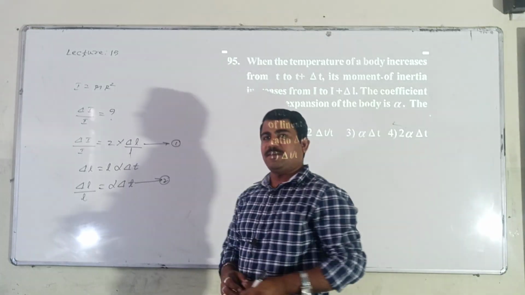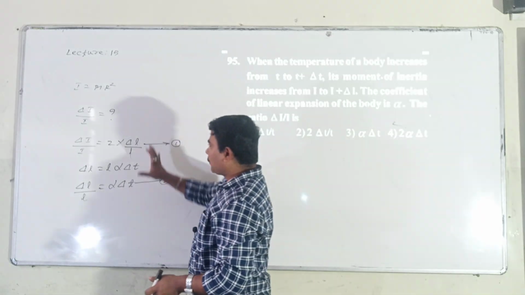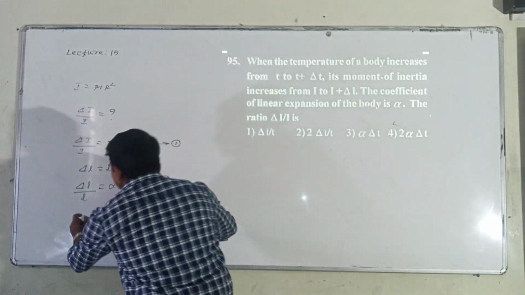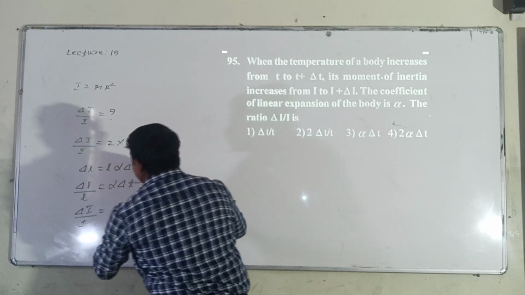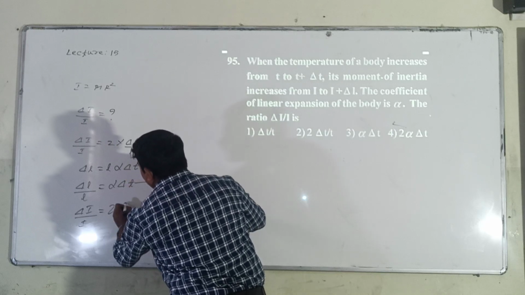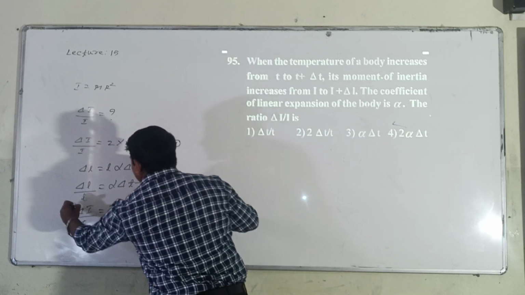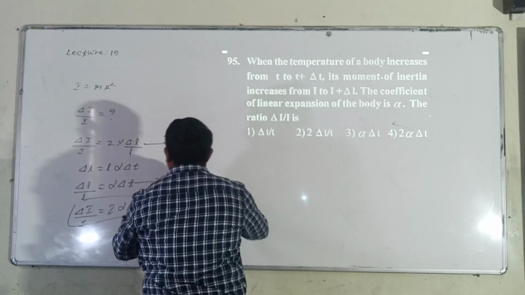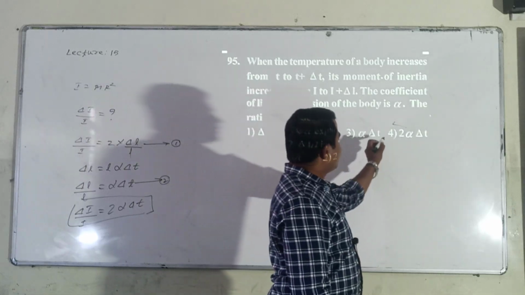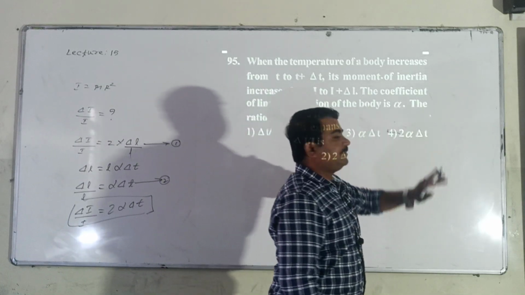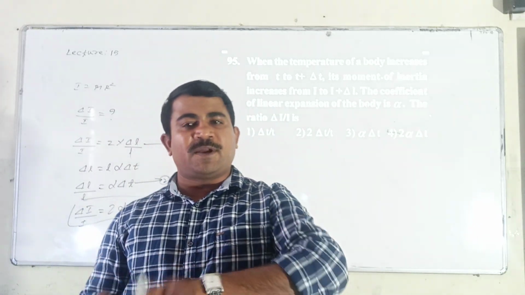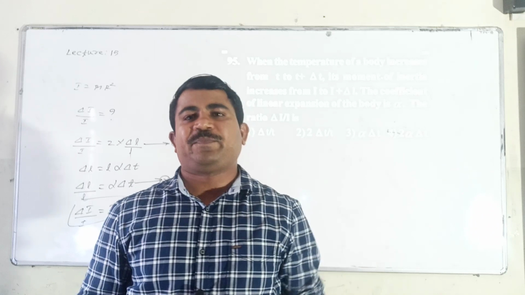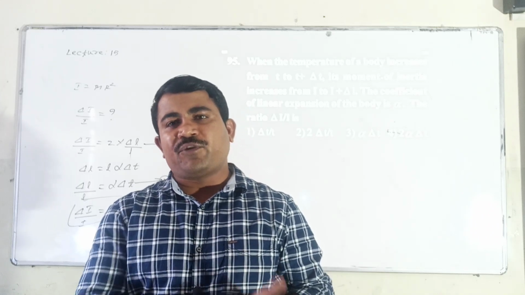Right? Just put equation 2 in equation 1. What values are we getting? Del I divided by I equal to 2 into alpha delta T. Then what ratio are we getting? 2 alpha delta T. Which option may be correct? Option number 4 is correct. Right? Copy it now. Students, up to here thermal expansion of the solid is enough. Now let us go for the next synopsis.